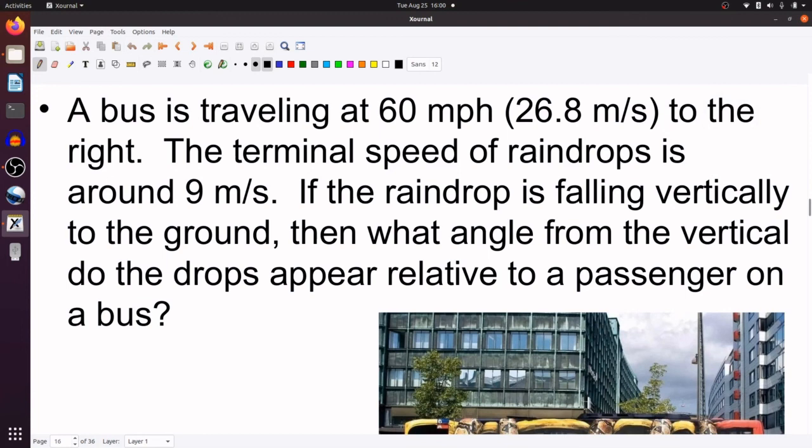All right, let's do a different problem here. I can write, that's good. Let's say you have a bus traveling at 60 miles an hour, 26.8 meters a second, to the right. The terminal speed of a raindrop is around 9 meters a second, depending on the size and shape, but I think that's like the average if I remember correctly. If the raindrop is falling vertically to the ground, then at what angle from the vertical do the drops appear relative to a passenger on the bus?